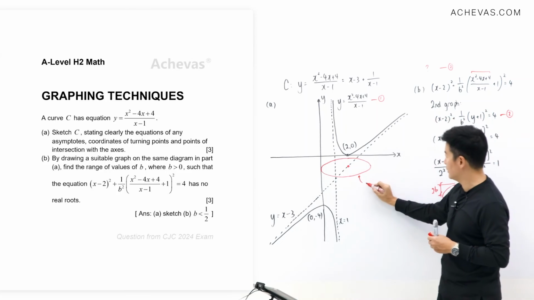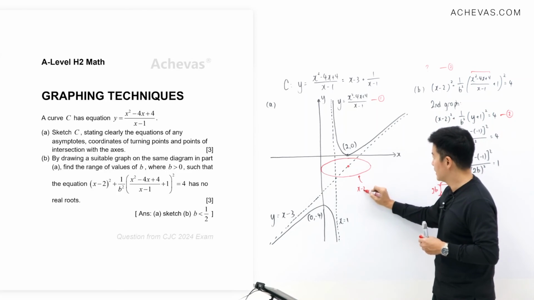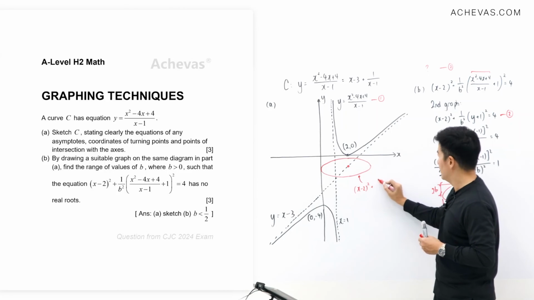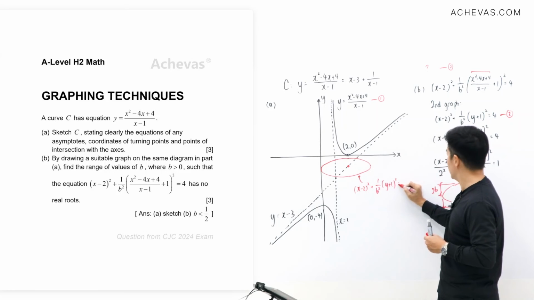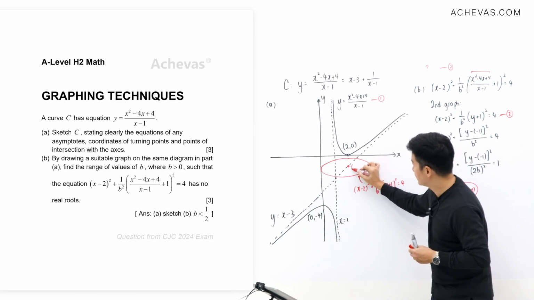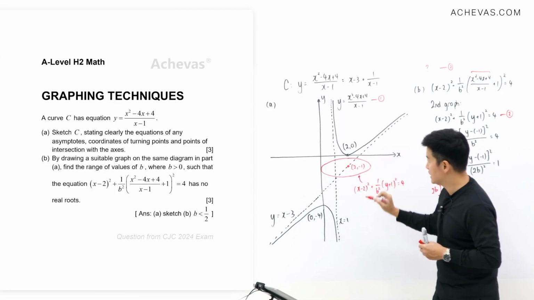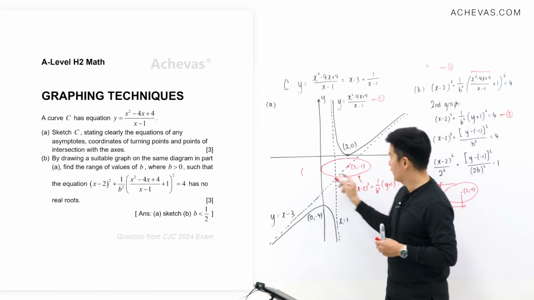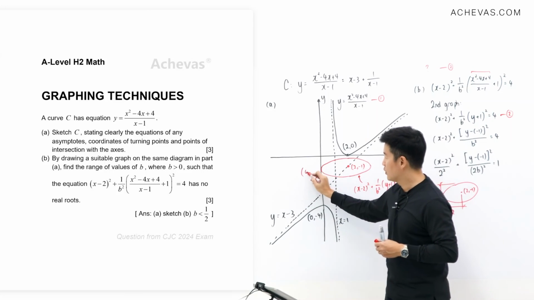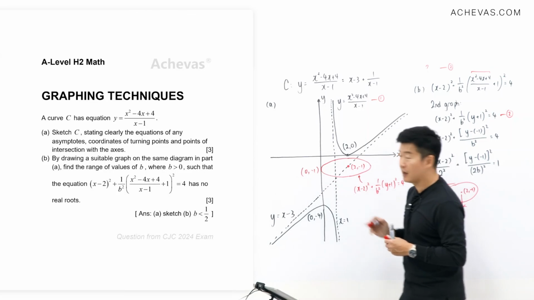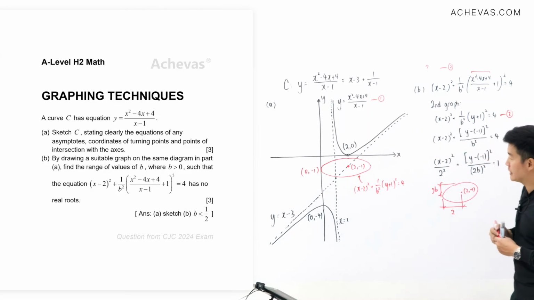I can write down this. So it will be (x minus 2) square plus 1 over b square, (y plus 1) square. This is equal to 4. And the center here is 2, minus 1. And here, directly horizontal to the left, 2 units. So here will be 0, minus 1 as the y-intercept of this ellipse.